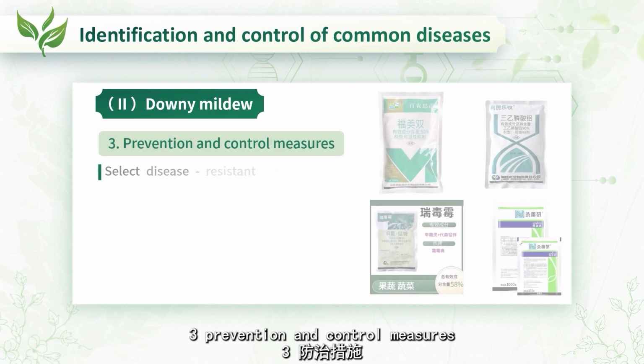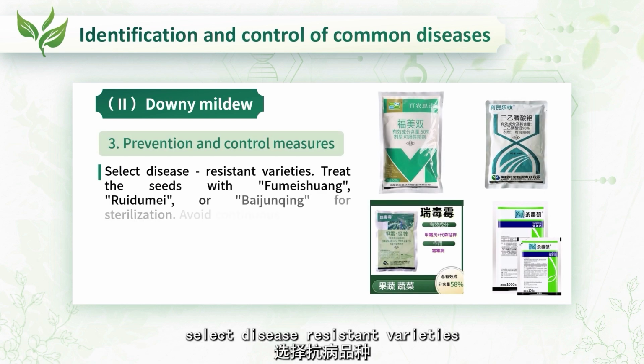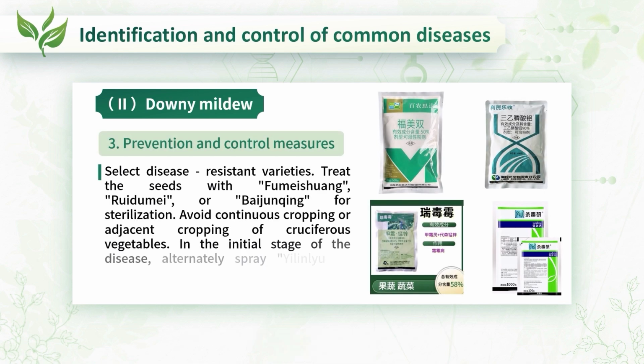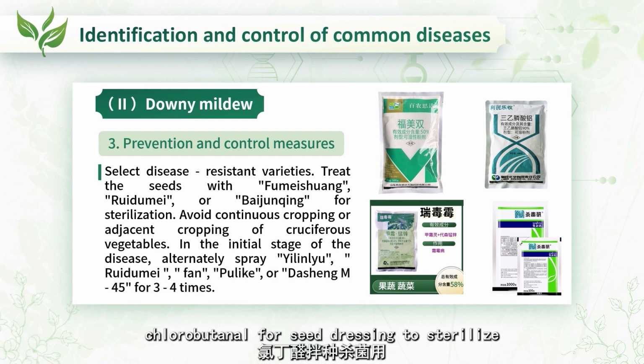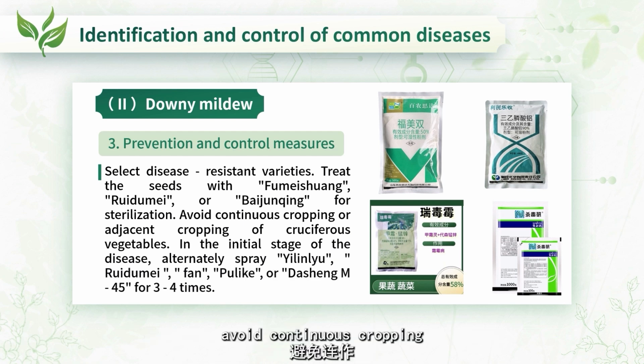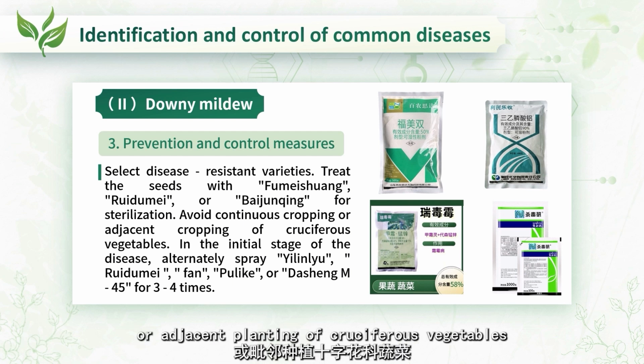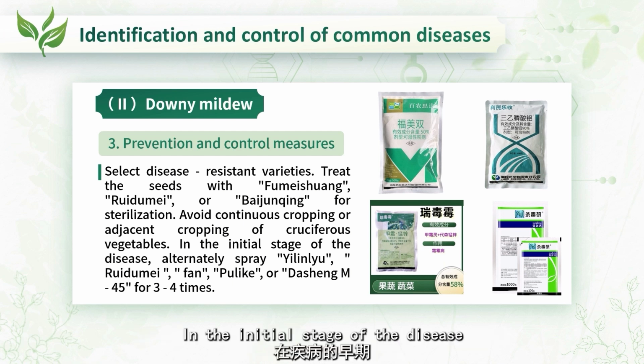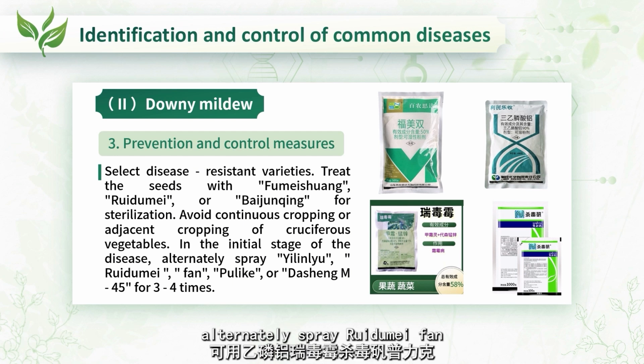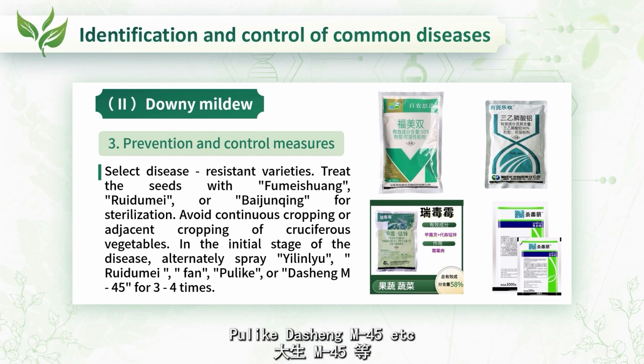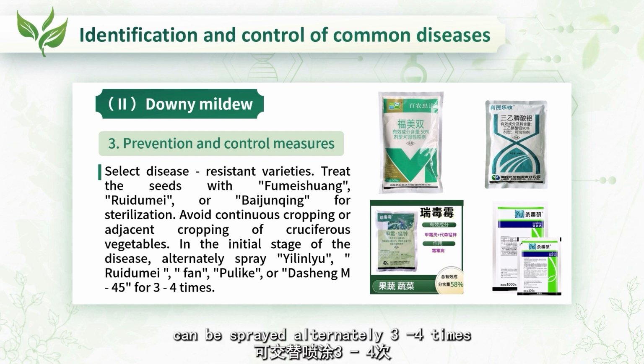3. Prevention and control measures. Select disease-resistant varieties. Use thiram, Ridomil, chlorothalonil for seed dressing to sterilize. Avoid continuous cropping or adjacent planting of cruciferous vegetables. In the early stage of the disease, ethoprophos, Ridomil, Fan, Polike, M45, etc., can be sprayed alternately 3-4 times.